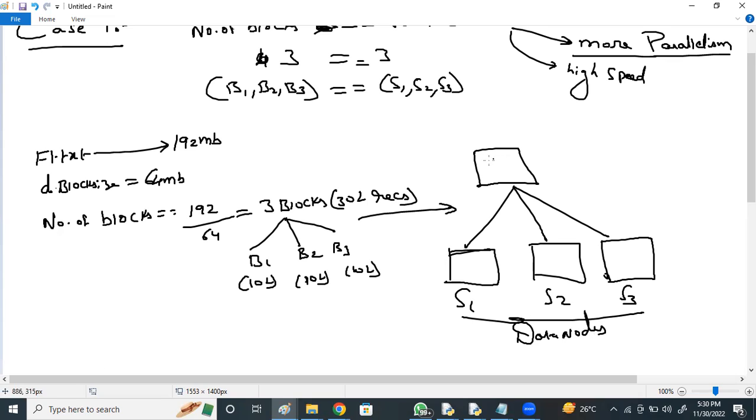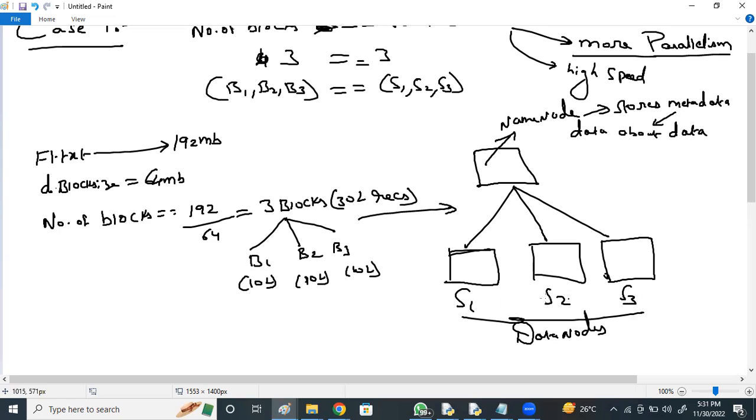And within this master node, we have a name node available. What does the name node do? It stores metadata. Name node stores metadata. Metadata means data about data. The name node, or this master node, won't store the actual data. It stores data about data.